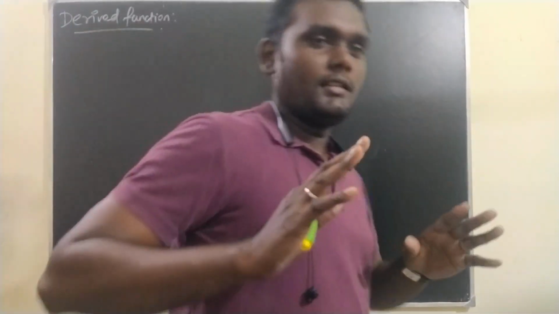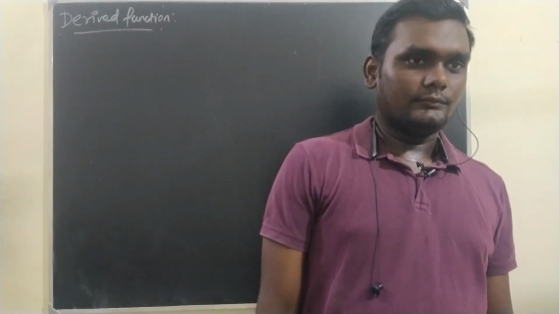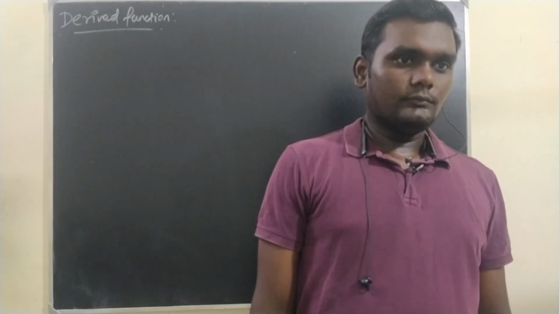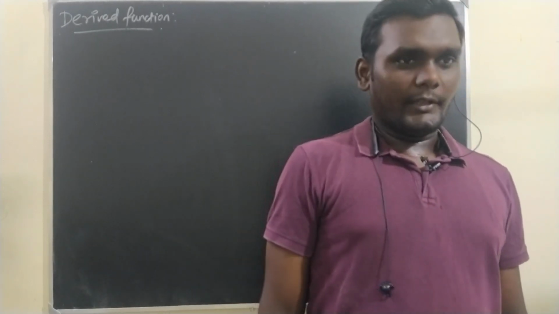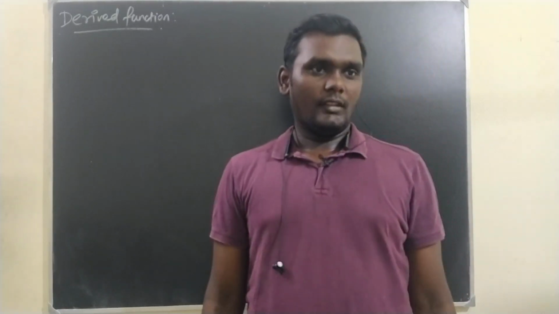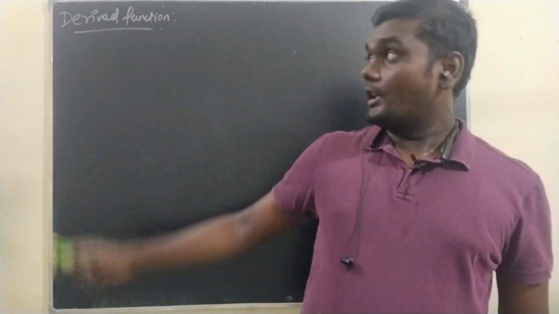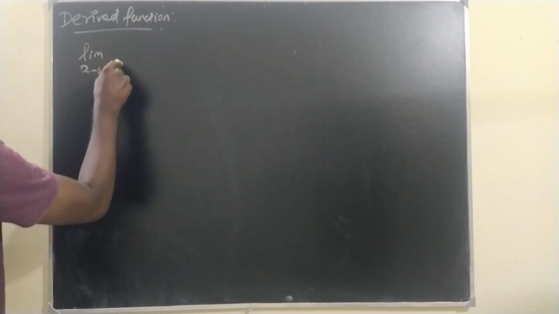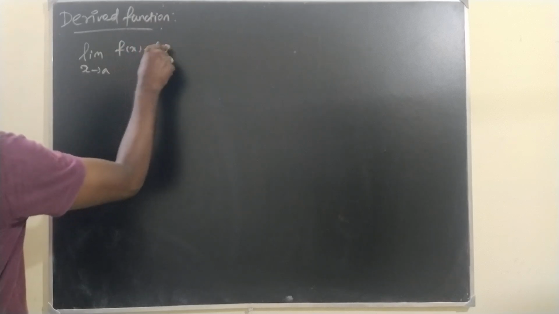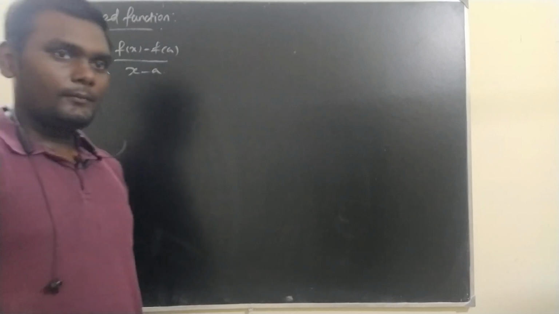Simply, differentiation means measuring rate of change, that's all. How much it has changed from point to point. That includes whatever you said before, graph, two points, this and that. Now the derived function, you know that there is a finite value. See this limit, x tends to a, f of x minus f of a divided by x minus a, is a finite value. This will exist, right?